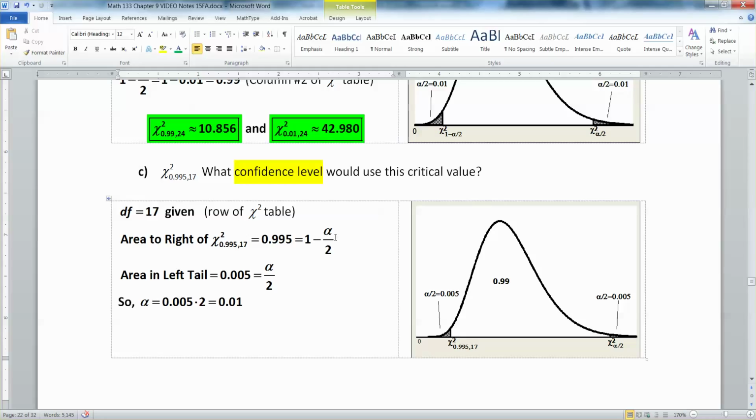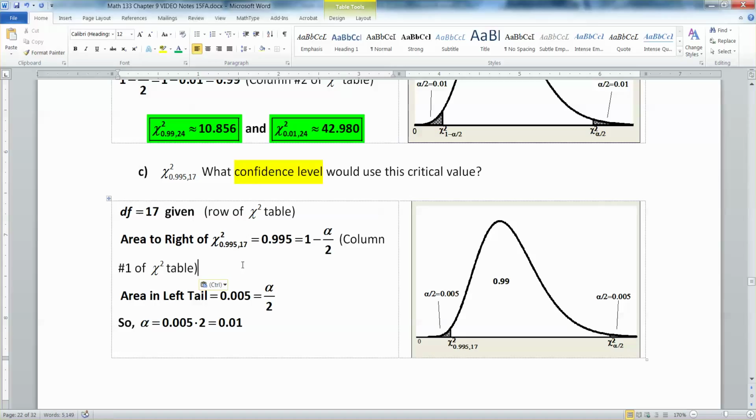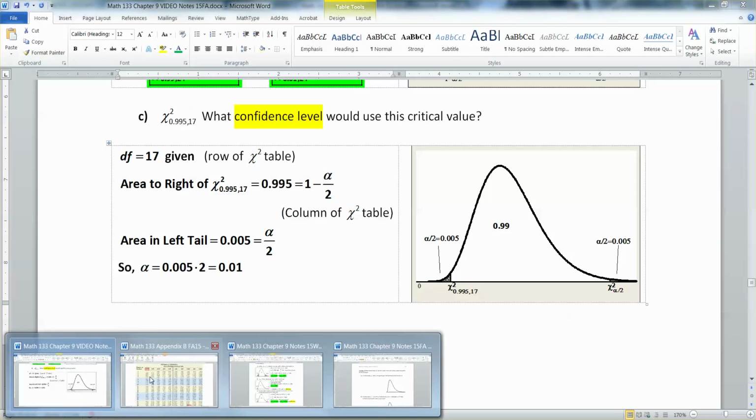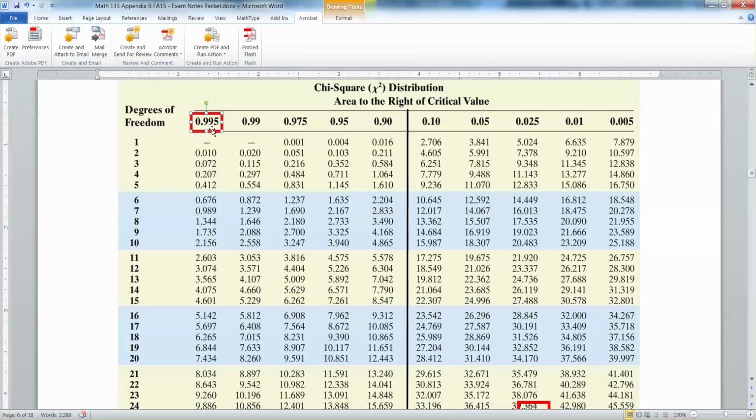Okay, so this is going to be this area to the right, that's 0.995. That's going to be the column that you're going to go to in your table. That's the one you actually need. You're not going to grab another column because you're only interested in that particular one. If they wanted you to find the other one, you would use the 0.005, right? Okay, so then we just need to go to the 17 row and the 0.995 column.